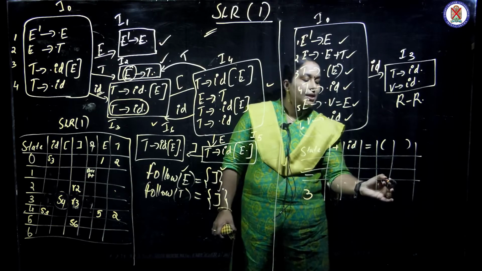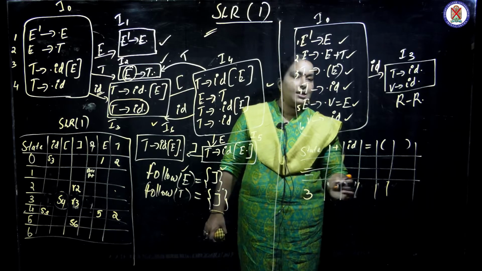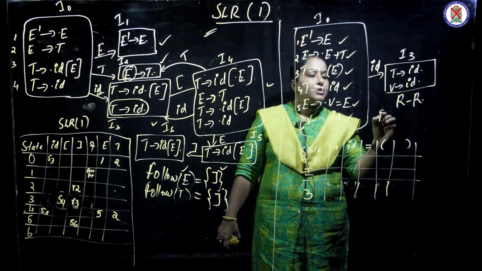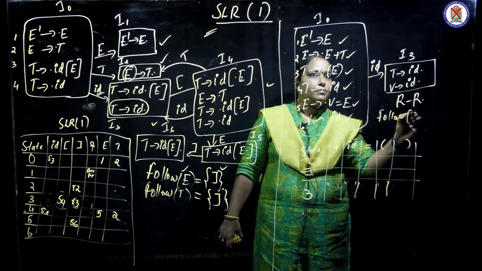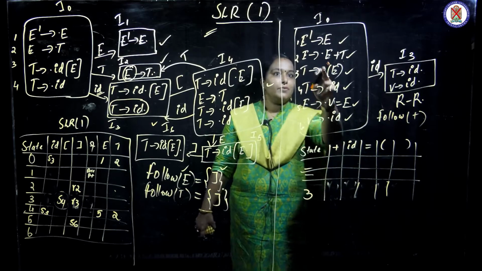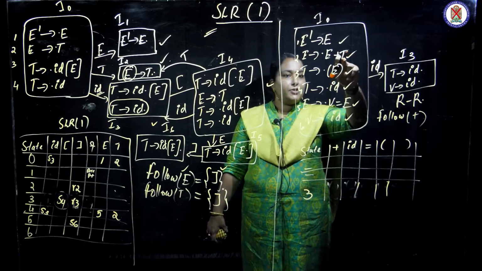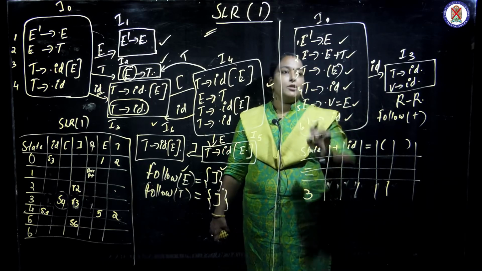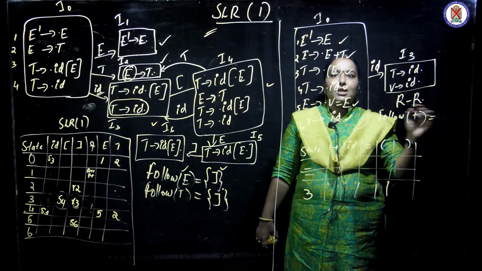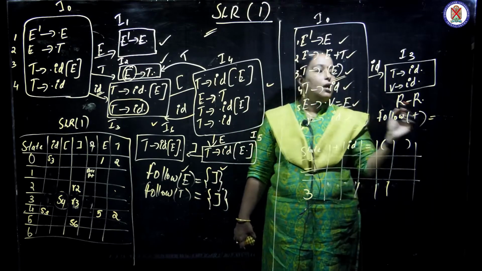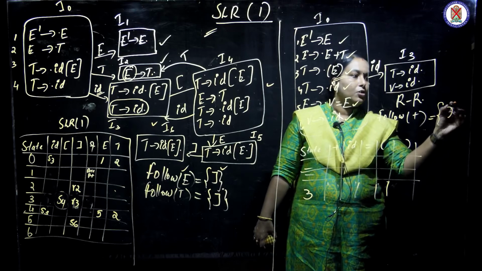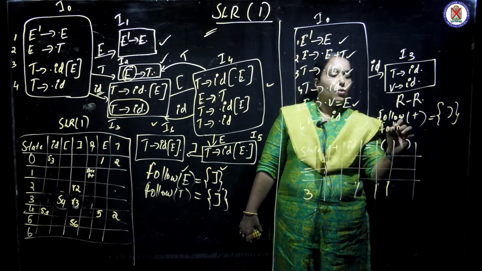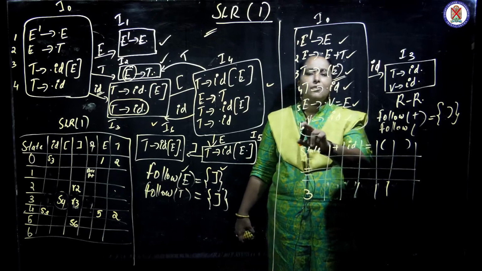What do we do in the SLR1 grammar? In the SLR1 grammar, we look for the follow. So what will be the follow of T? Follow of T is follow of what? E, isn't it? What will be the follow of E? Follow of E is the closing parenthesis. Okay, next, look for the follow of V.